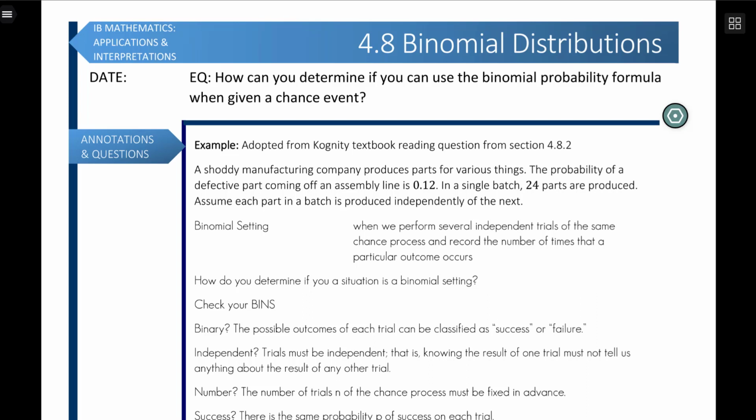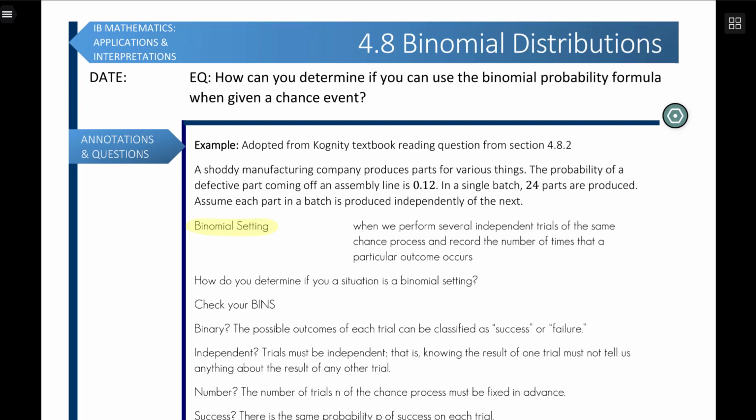So the first thing that we need to determine is when can we use binomial distributions and when can we start to evaluate binomial probability problems. Well, the first thing you need to do is look to see, do we have a binomial setting? A binomial setting is when we perform several independent trials of the same chance process and record the number of times that a particular outcome occurs. Well, that's really wordy, so let's try and break it down.